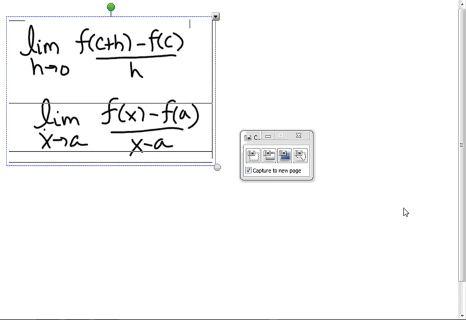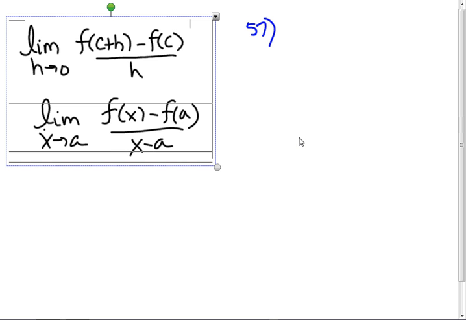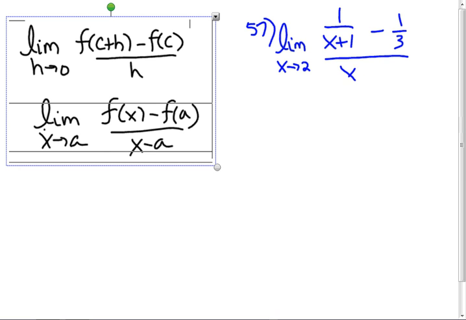Okay, it's just weird. Number 57, and Mrs. Hirschman says 57 through 61 are important questions. Yes, they are, because you are not going to do this by hand on the exam. You're going to see a problem like 57, and you're going to recognize it. It's the limit as x approaches 2 of 1 over x plus 1 minus 1/3 over x minus 2. So you do need to know both forms of the derivative.